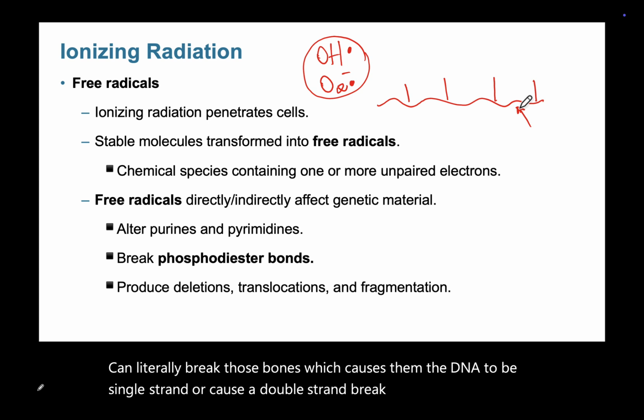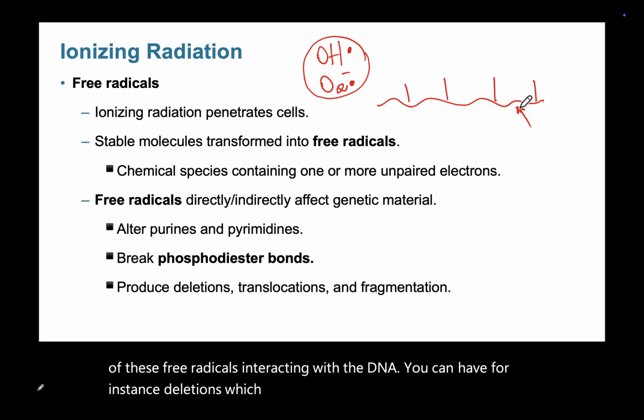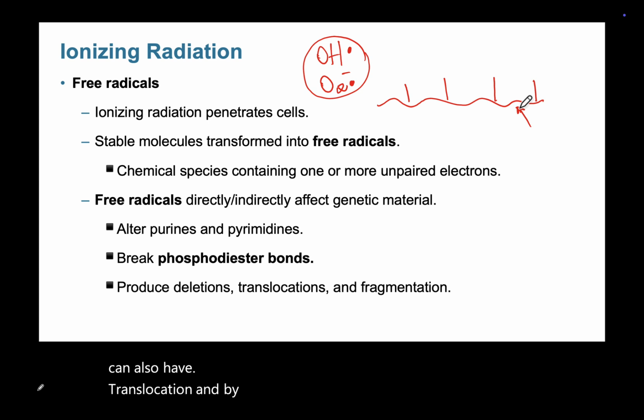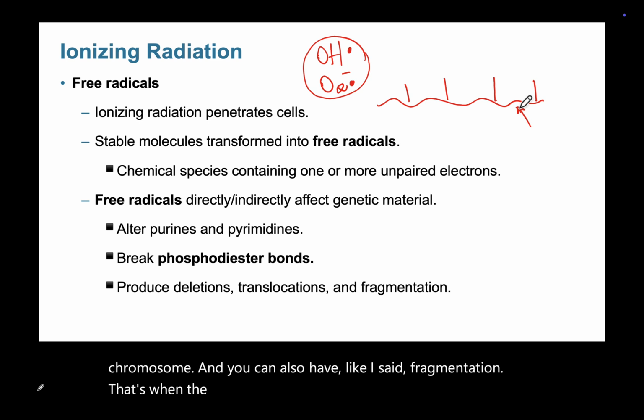As a result of these free radicals interacting with the DNA, you can have, for instance, deletions, which is when the genetic material is lost. You can also have translocation, and by translocation, let's understand the rearrangement of the chromosomes, the rearrangement of the genes in that chromosome. And you can also have, like I said, fragmentation. That's when the DNA breaks apart, literally breaks apart.